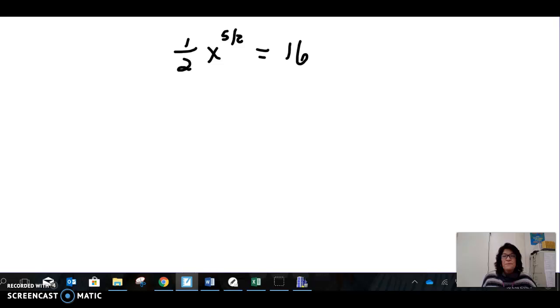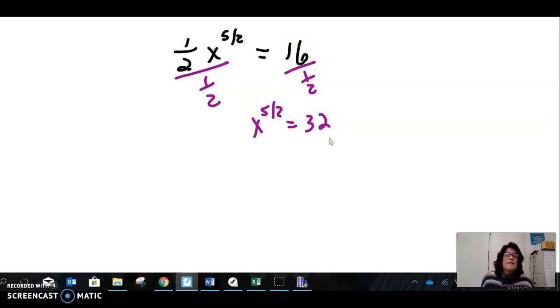All right, let's try this one. Again, I want to get the x to the 5 halves by itself. So I'm going to have to divide by a half on both sides. And I know that dividing by a half is the same as multiplying by 2. 16 divided by a half is 32.